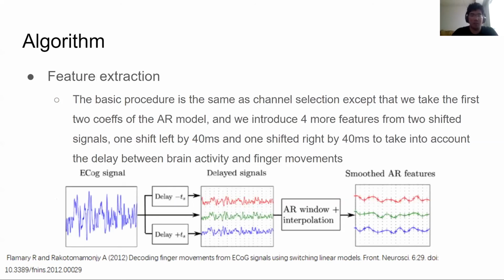The next step is feature extraction. The basic procedure is the same, but we introduce 4 more features from 2 shifted signals. One is shifted left by 40 milliseconds and one is shifted right by 40 milliseconds. It is to take into account the delay between brain activity and finger movements. So we have a total of 6 features. And the next slide, please.